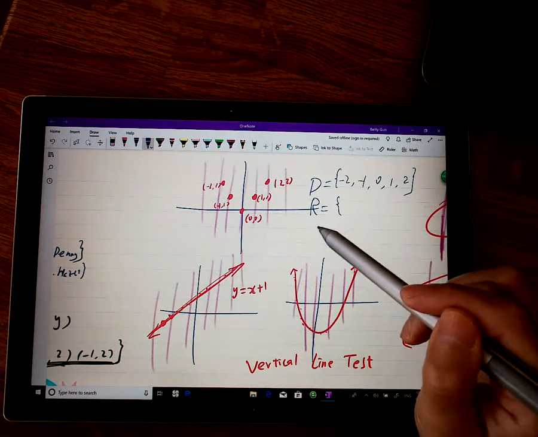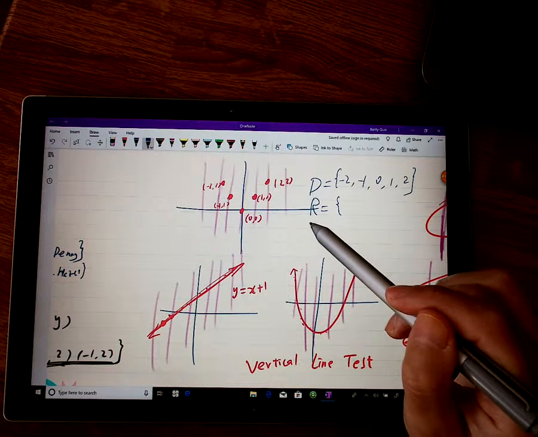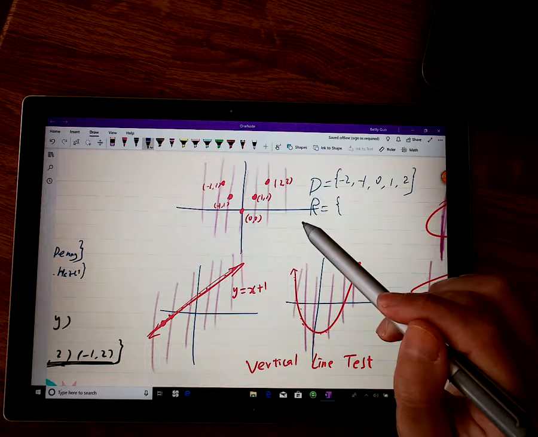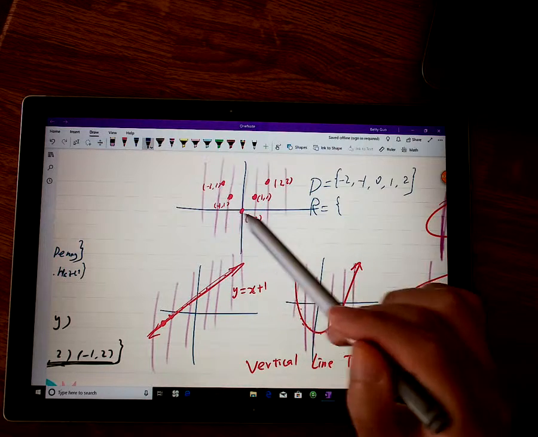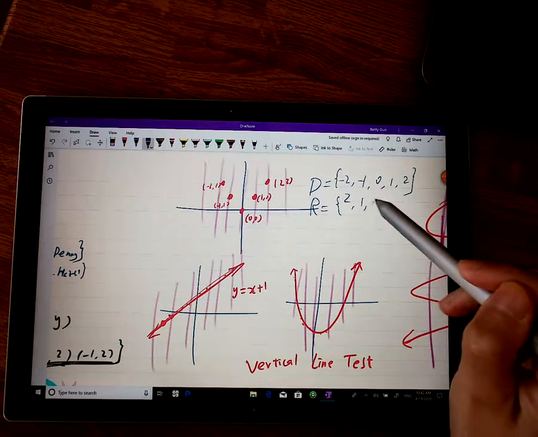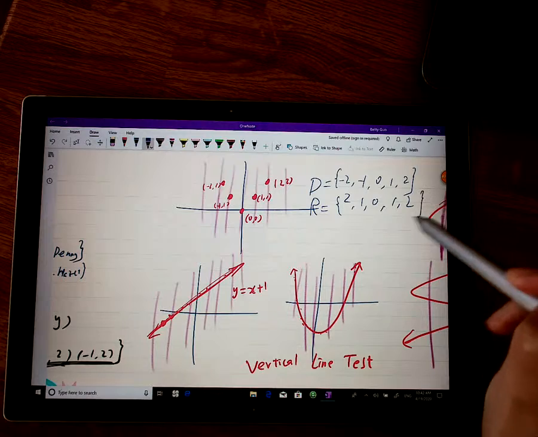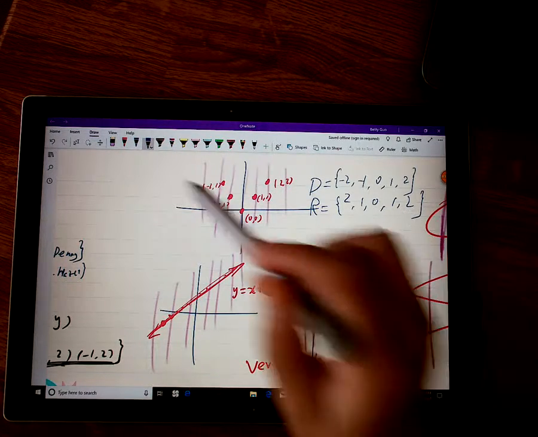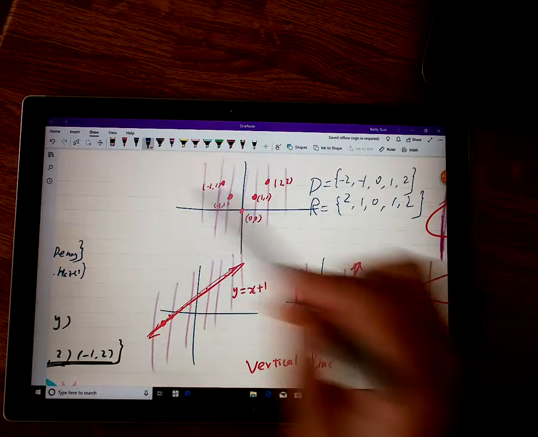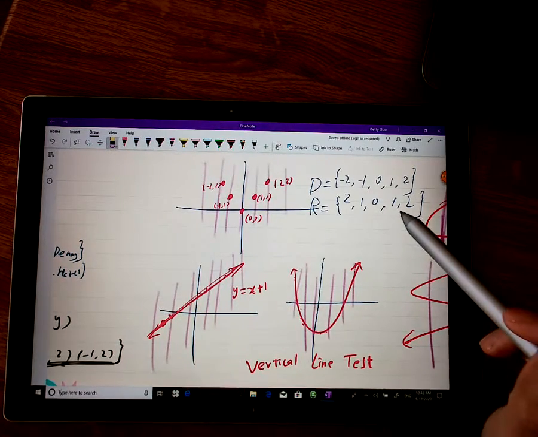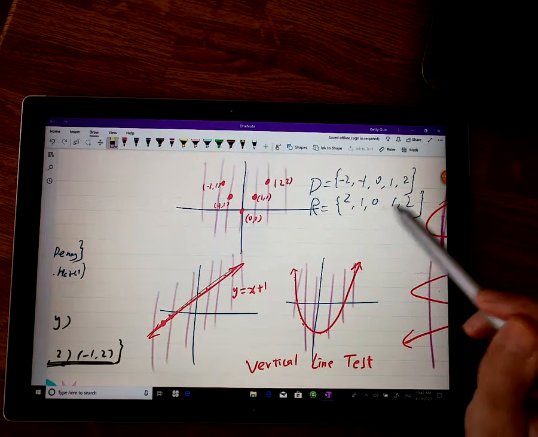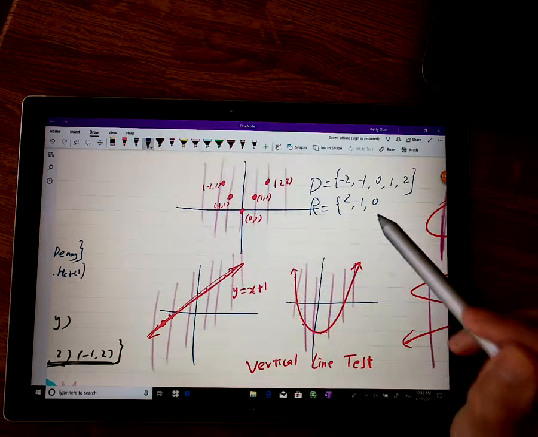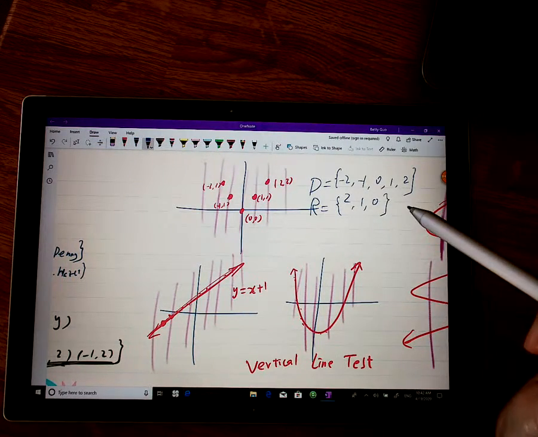And the range by the definition is the set containing all the second components in the ordered number pairs of a function. So there are 2, 1, 0, 2, 1, 0, 1, 2. Here, 1 appears twice, 2 appears twice. In a set, if we have repeated numbers, we only write it once. So the range here only contains 3 members. There are 2, 1, 0.